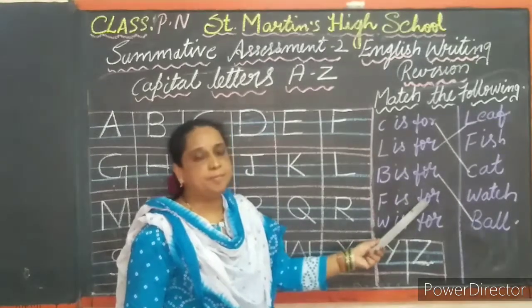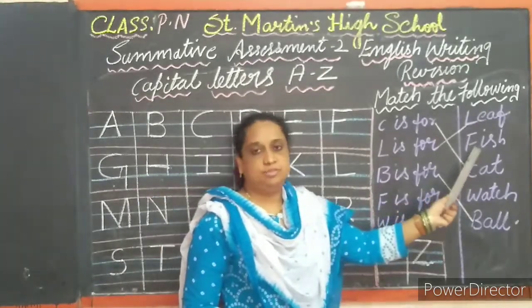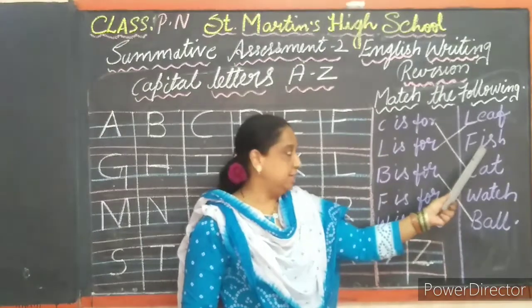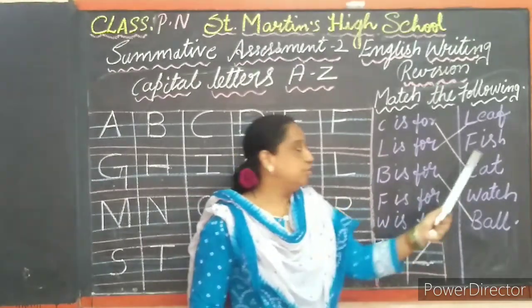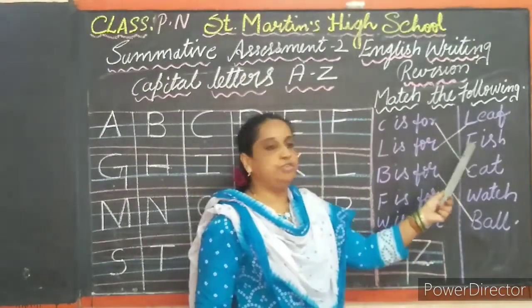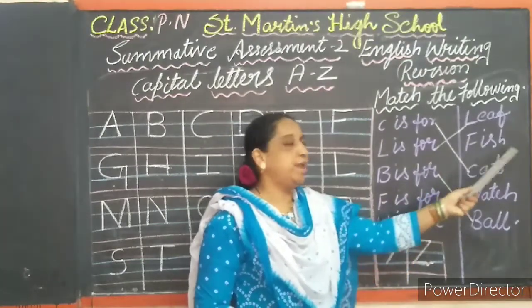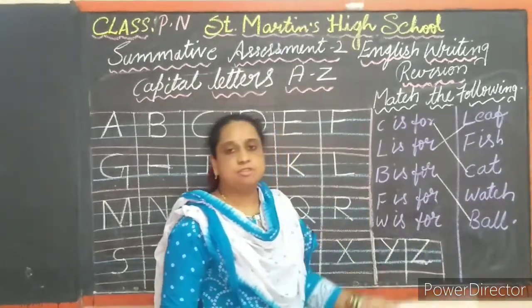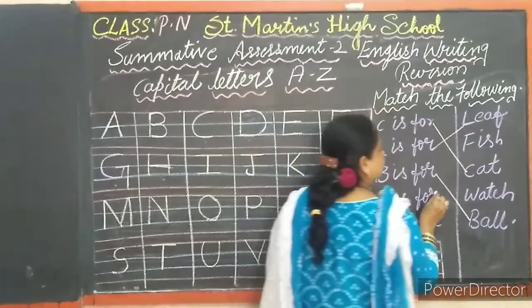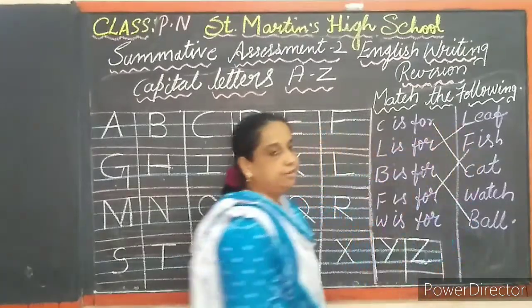Next is F. F is for fish. Shall we match for this? Yes, very good. F is for fish. F and fish, same, no? F-I-S-H, fish. So F is for fish. So we should match for the F letter and F word.